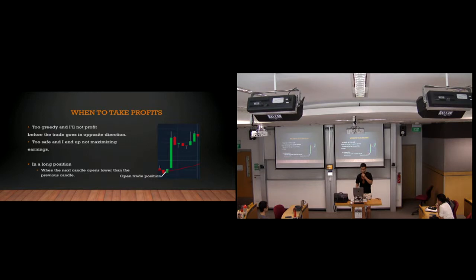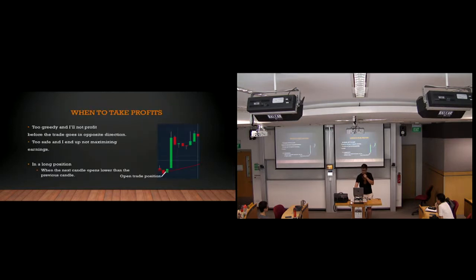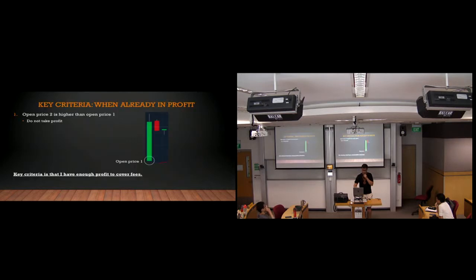when the next candle opens lower than the previous one. So if you see over there, it says open trade position when the candle goes above the EMA. And if you look here, the next candle's open price is higher than the first one, so I will not close it. The second one opened even higher than the first one, so the trade will still be ongoing. I will not be closing my trade yet.